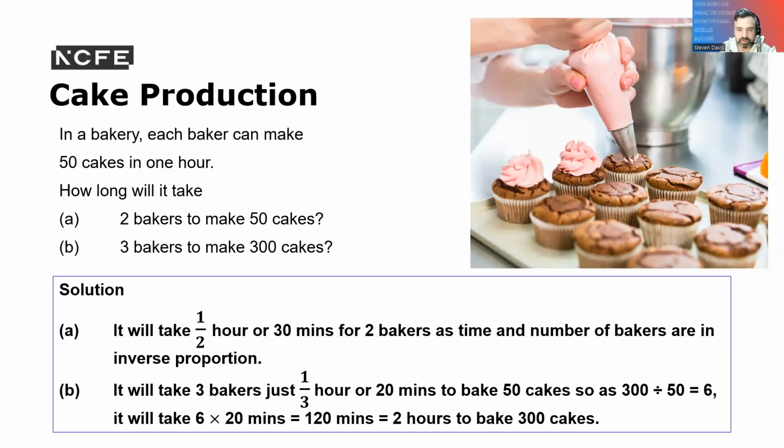So if one baker takes an hour for 50 cakes, then you halve that to half an hour or 30 minutes, and then 2 bakers will make the same amount of cakes. So it's just half. It will take 3 bakers just a third of an hour, or 20 minutes, to bake 50 cakes. So as 300 divided by 50 equals 6, it will take 6 times 20 minutes, which equals 120 minutes. So that's 2 hours to bake those cakes.